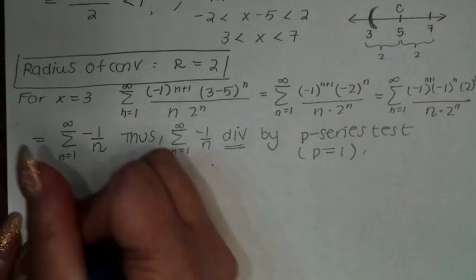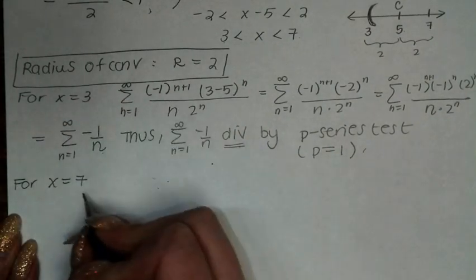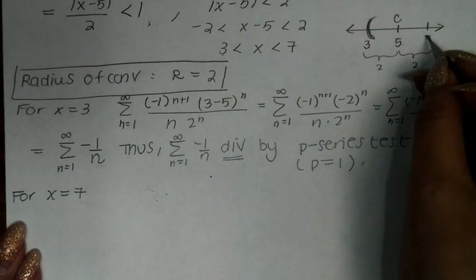Now what we're going to do here is we are going to replace the x for 7, right? Now we're going to analyze this extreme.